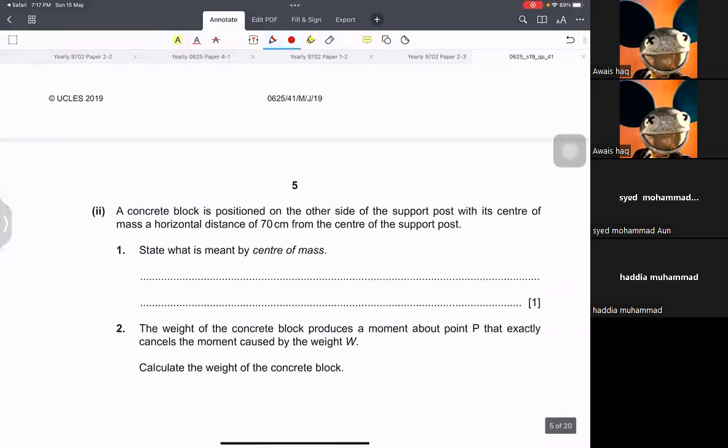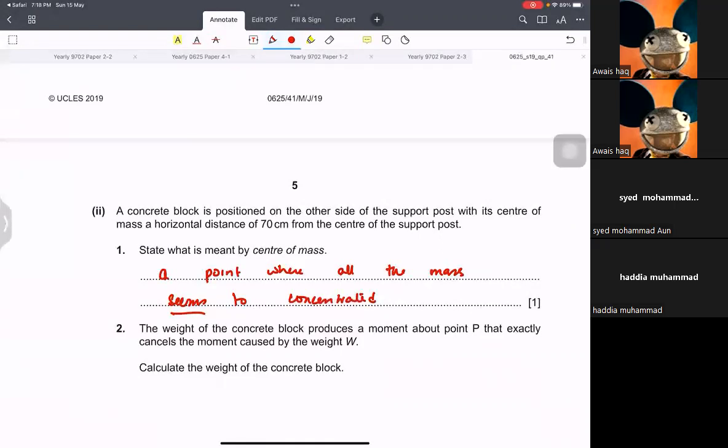Then a concrete block is positioned on the other side of the support post with the horizontal mass, center of mass. Okay. So center of mass is the point where all the mass seems to be concentrated. Writing "seems" is very, very important. You can write other words like "considered" or something, but you write it.